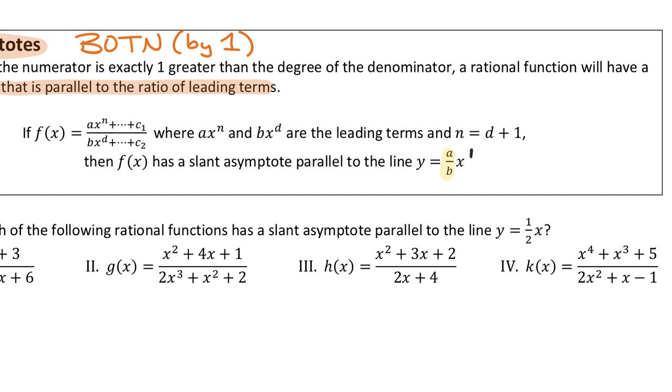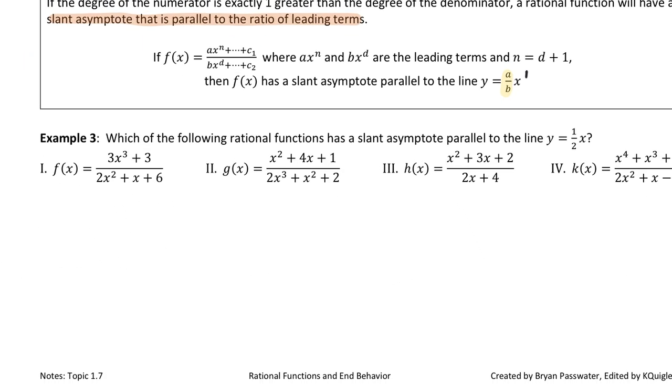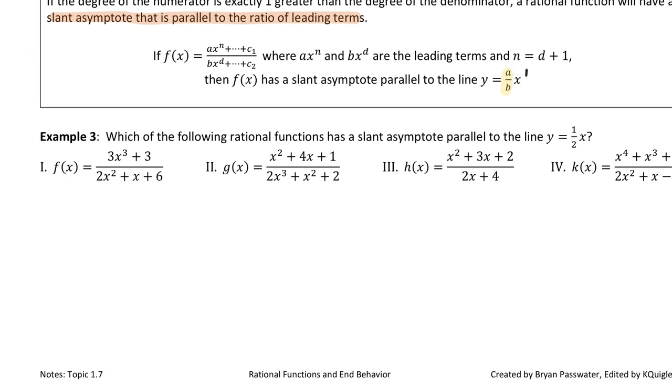So a question you might see, just to put this in motion, is which of the following rational functions has a slant asymptote parallel to the line y equal to 1/2 x? Okay, first things first, for something to have a slant asymptote, it has to be bigger on top by 1. So let's go through here and eliminate ones that are not bigger on top by 1.